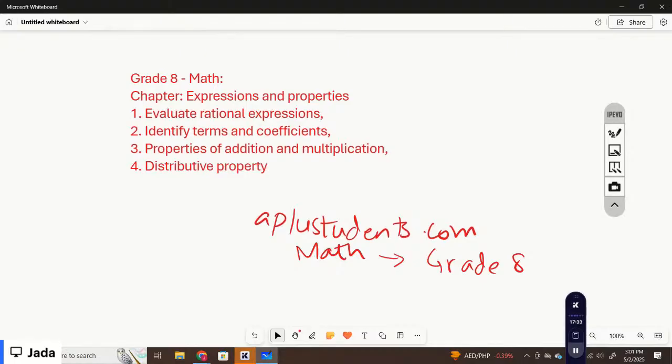We're going to start with the chapter expressions and properties. The lessons we are going to cover today are evaluate rational expressions, identify terms and coefficients, properties of addition and multiplication, and distributive property. So please make sure you have your notebook and pencil so that you can note down the important examples and definitions as well.